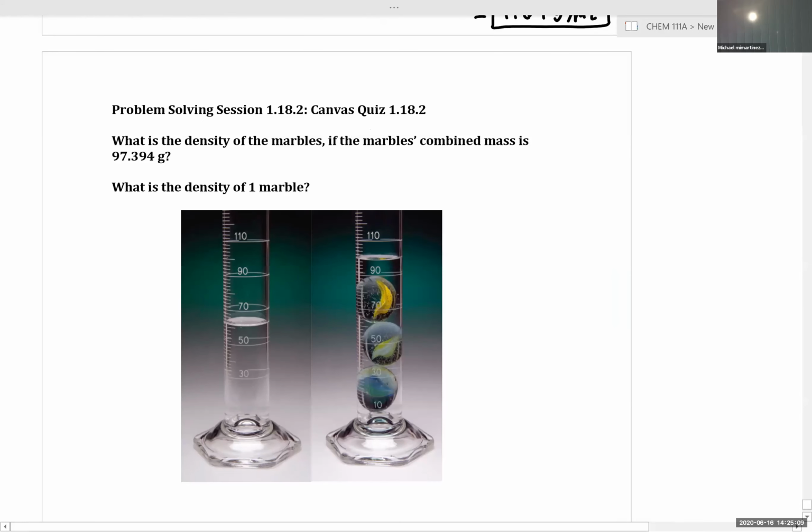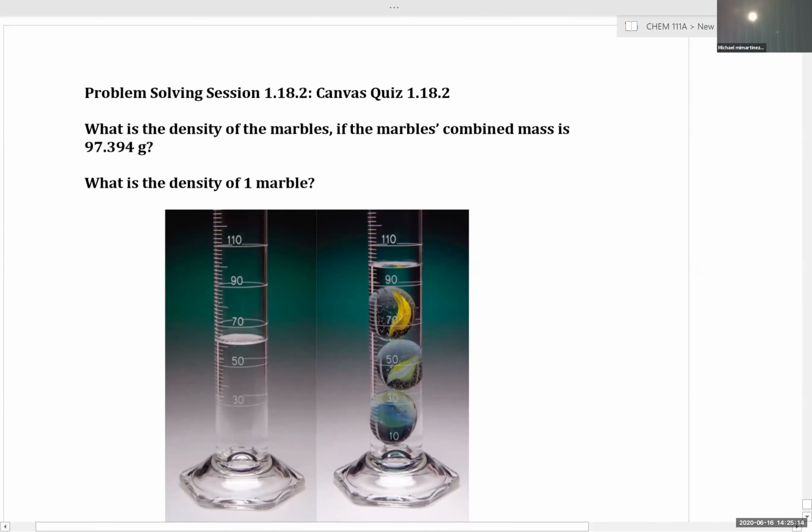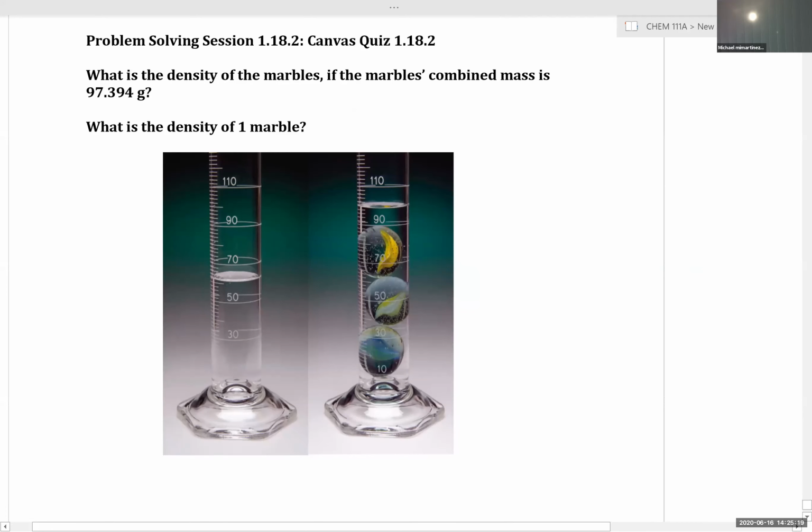This is found in Canvas problem solving exercise 1.18-2. You're provided two pictures of a graduated cylinder before and after the addition of marbles. I'd like you to calculate the density of the group of marbles if their combined mass is 97.394. So let's take about 6 minutes to work through this problem, and don't be shy to submit your responses via Canvas or via the chat function.